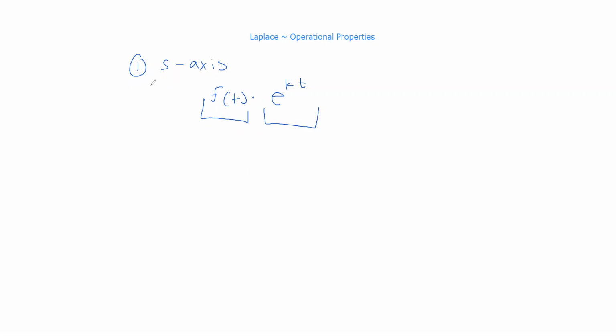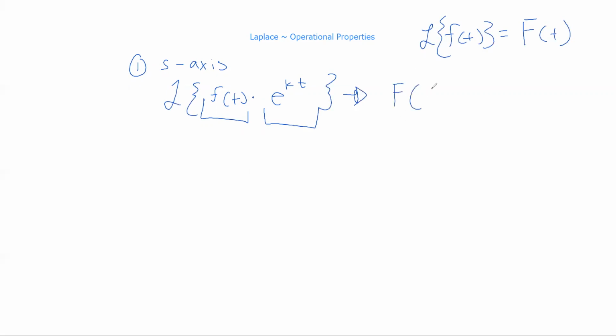When you go ahead and do that, you would take your Laplace of both of these. This is going to become the F. So remember, if I'm doing f of t, the Laplace of f of t is going to be F of s. When I go ahead and do this translation, it becomes F of s minus k.